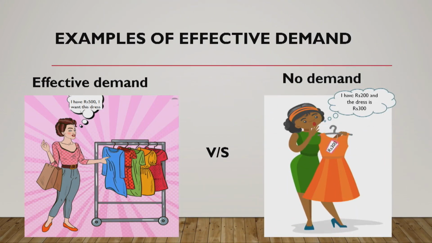Another example of effective demand: the picture on the left shows effective demand as the customer has the willingness and can afford to pay for the dress. Whereas the picture on the right shows no demand because the customer has the willingness but cannot afford to buy the dress.